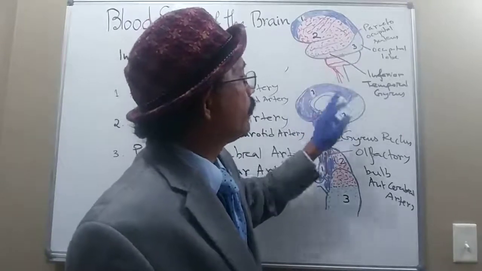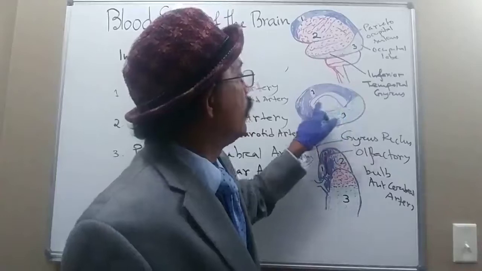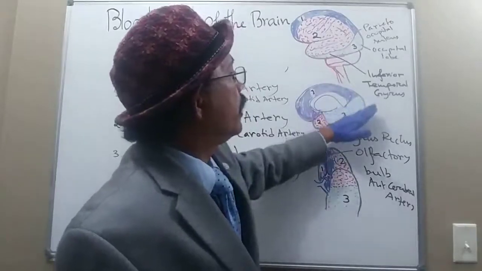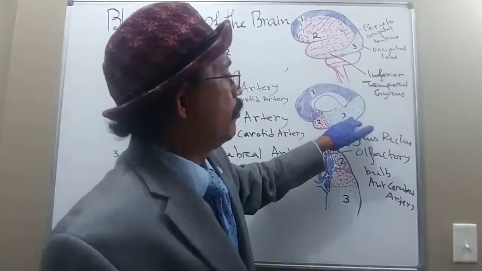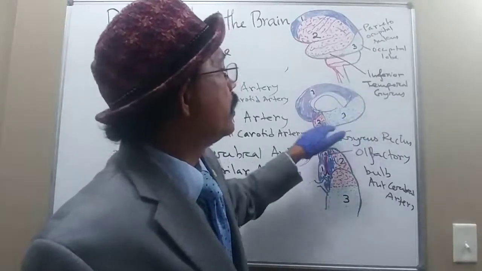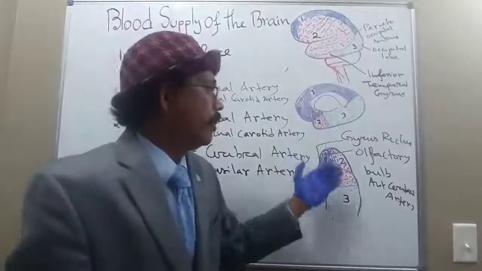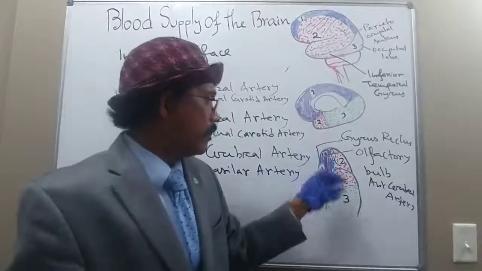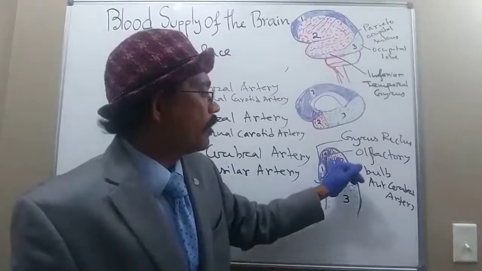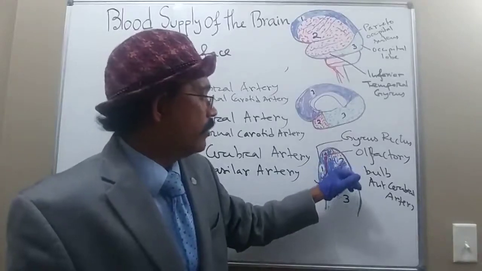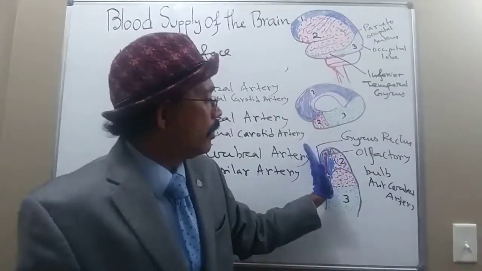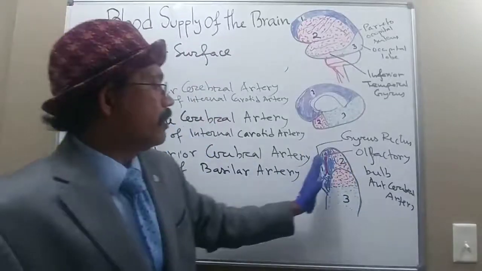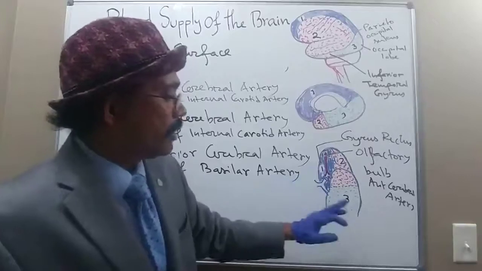This is a corpus callosum with the thalamus here. We have the septum pellucidum here. Okay, here we are getting the blood supply from the posterior cerebral artery. This is the anterior cerebral artery. On the under surface of the brain, anteriorly, this is the orbital surface. It is supplied on the lateral aspect by the middle cerebral artery, medial aspect by the anterior cerebral artery.